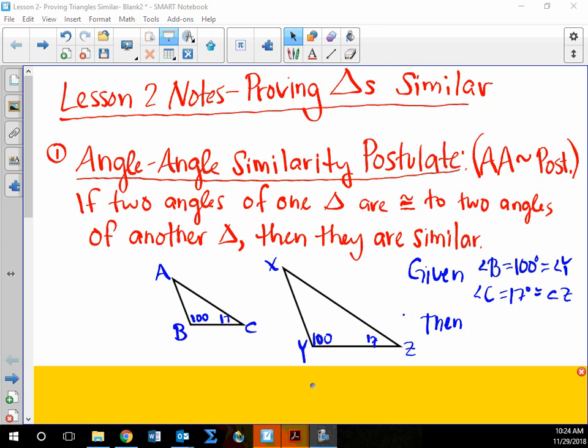Okay. So this one is angle similarity postulate. You can just abbreviate AA with this squiggle. And it says if we have 2 sets of angles congruent, then we know that the triangles are similar. Okay, so here they've given us the measure. The measure of angle B is 100 degrees, which is the same as the measure of angle Y. And the measure of angle C is 17 degrees, which is the same as the measure of angle Z.